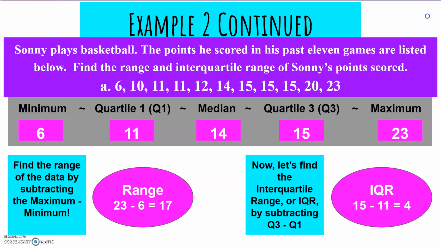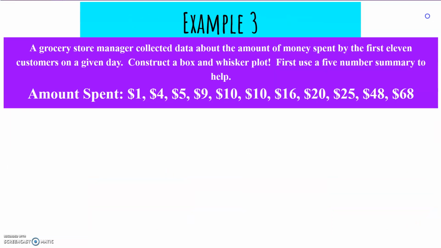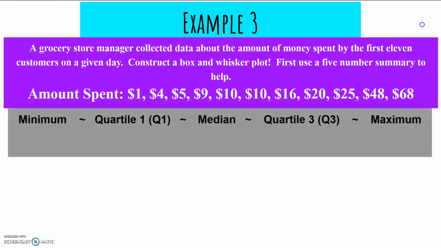in the range. Let's talk about this grocery store manager. He collected data about the amount of money spent by the first 11 customers on a given day. Construct a box and whisker plot. First, use a 5-number summary to help. So let's go ahead and do that one more time. It's the 4th time. I think it's the last time. Let's find our 5-number summary.